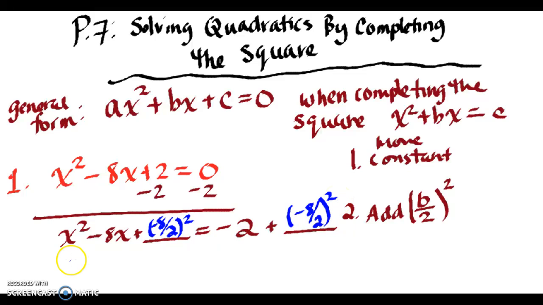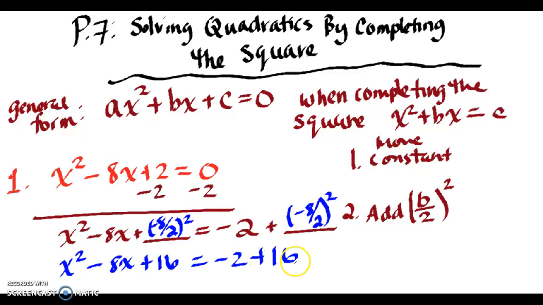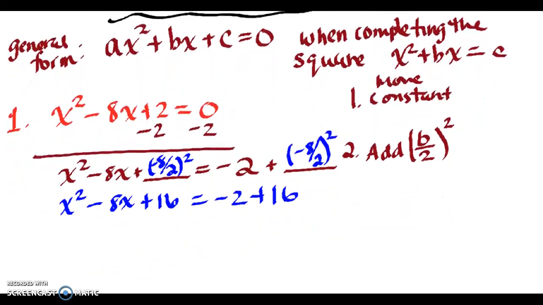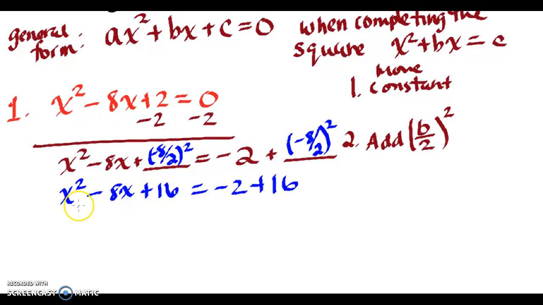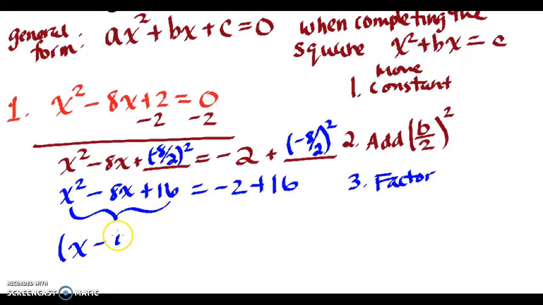Okay, so therefore our new quadratic equation looks like this: x squared minus 8x plus 16 equals negative 2 plus 16. And if you notice, this is a perfect square trinomial. So now I factor. What multiplies to 16 and adds to negative 8 is negative 4 and negative 4. So this is really x minus 4 squared equals, and then of course I add negative 2 and 16.